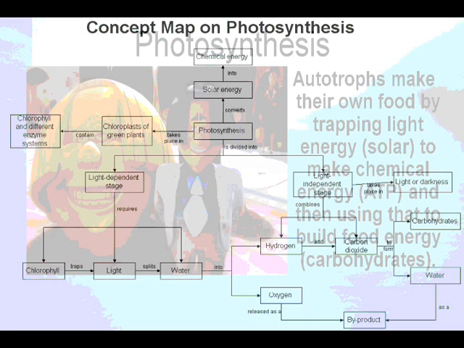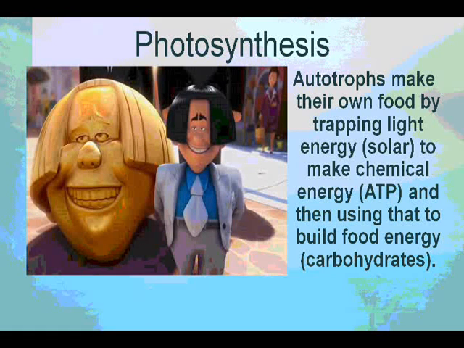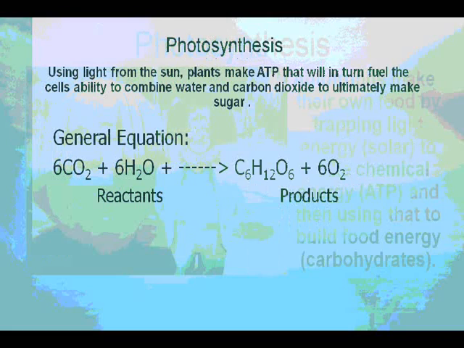Now that you've completed the concept map on photosynthesis, we're going to continue with that and give you some more details on what photosynthesis is. Autotrophs can make their own food by trapping energy from the sun to turn it into chemical energy, ATP, and then use that to build carbohydrates, specifically glucose.